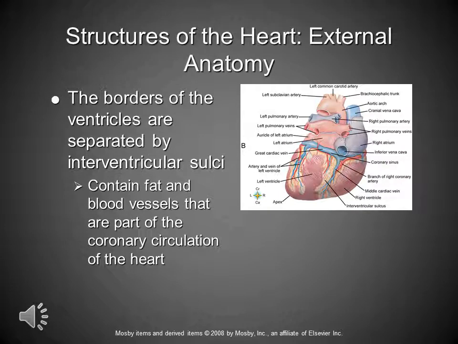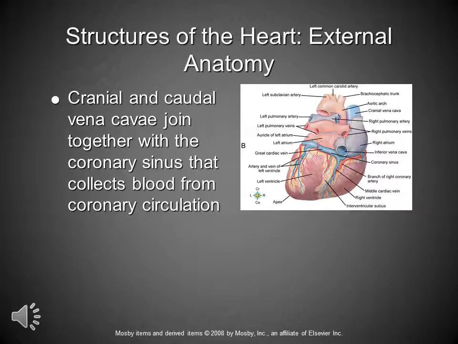The borders, or the separation, the septa, of the ventricles are separated by the interventricular sulci. Sulcus singular, sulci plural, one on the left, one on the right. The sulci contain fat and blood vessels that are an integral part of the coronary circulation of the heart. That's where we're going to have a lot of the arteries and veins going into muscle tissue itself. Looking at the exterior of the heart, the cranial and caudal vena cava join together with the coronary sinus. They will then dump that blood into the right atrium.